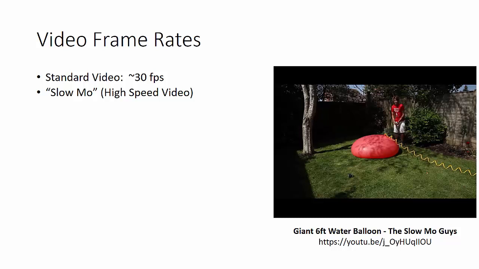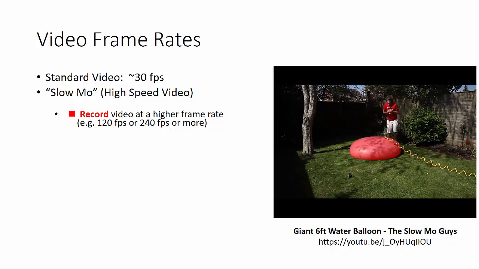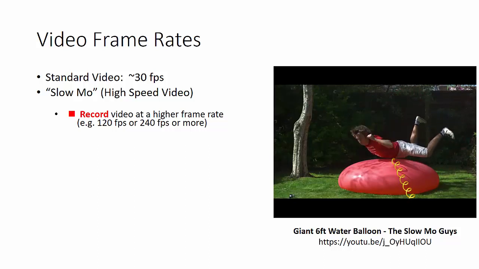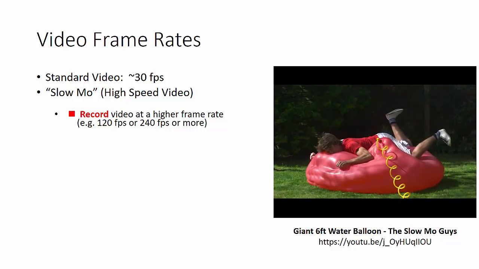So slow-mo video, ironically, is actually high-speed video. Instead of recording at 30 frames per second, you're recording at a much higher rate. On a typical cell phone, you might be recording at 120 frames per second. iPhones actually record at 240 frames per second for the iPhone 5, 6, and 7 and beyond. And as time goes on, they might get faster than that. And you can buy much more expensive cameras, like the Slow Mo Guys are using, probably a $10,000 camera, which may record at 30,000 frames per second.